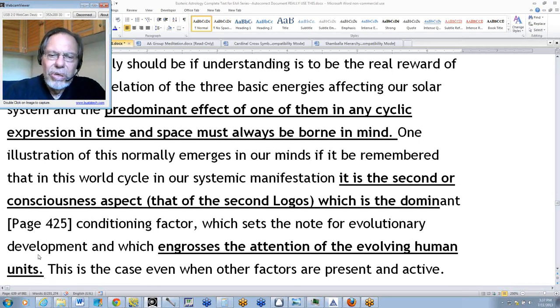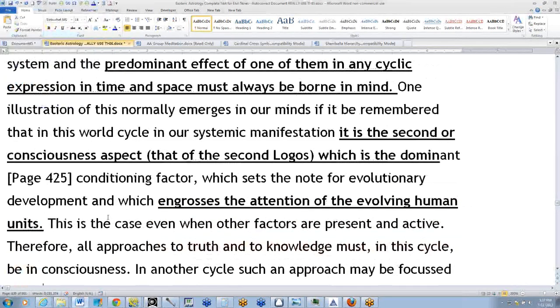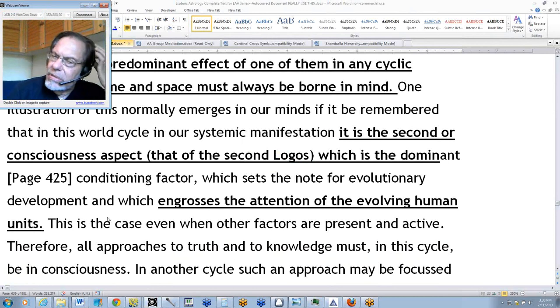In any case, the evolving human unit is to become more than a selfishly integrated intelligent personality, and this it can more easily do in this particular solar system. So this is the case even when other factors are present and active. So it is the second logos, the second person of the logoic trinity, and the soul of our solar logos, and the main second ray Sirian energy, which is determining in this particular solar system. In this world cycle, in our systemic manifestation, and sometimes a world cycle can be as vast as the duration of a solar system itself.